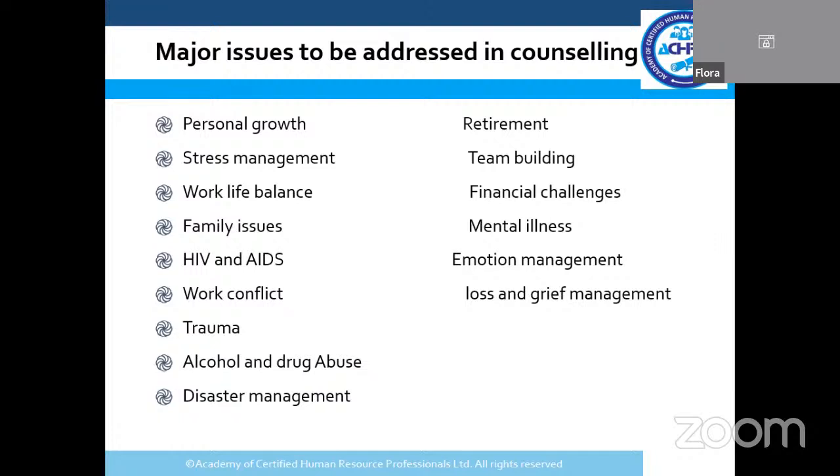If you're not infected, then you are affected. And this can be at home or at the workplace. How do we need to handle it at the workplace? How do we need to sensitize our staff? How do we need to support them? Then the issue of trauma. Some people have gone through traumatic experiences. How do we come in and help these clients?